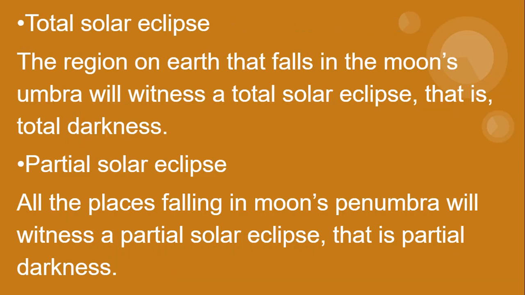The region on Earth that falls in the moon's umbra will witness a total solar eclipse, that is, total darkness. All the places falling in the moon's penumbra will witness a partial solar eclipse, that is, partial darkness.